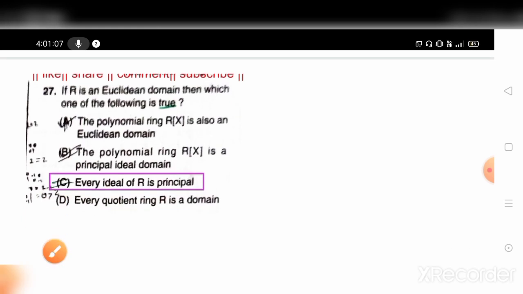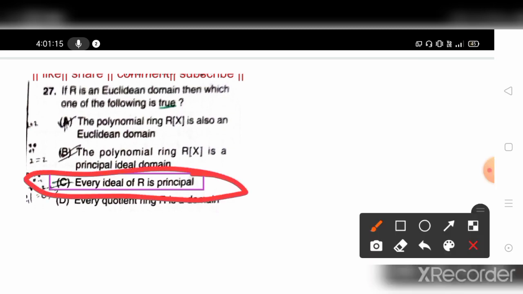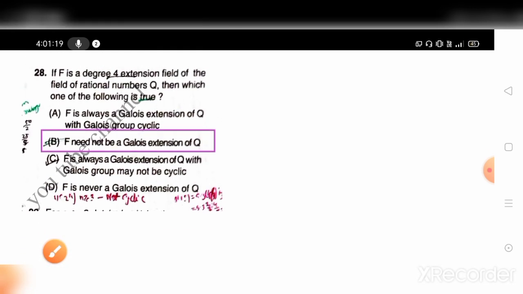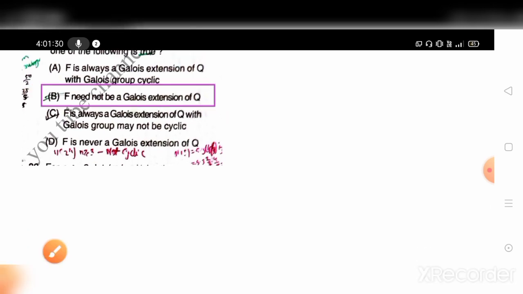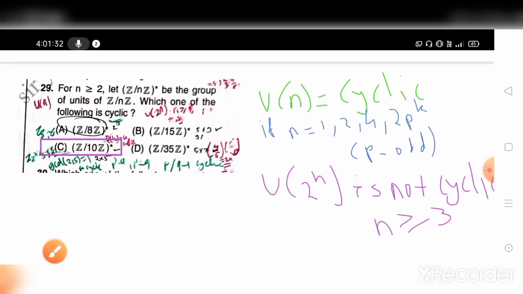Next question. If R is an ED, then which one of the following is true? If R is an ED, every ideal of R is principal. This is correct. Next question. If F is a degree 4 extension field of the field of rational numbers Q, then which one of the following is true? F need not be a Galois extension of Q. Answer B is correct.